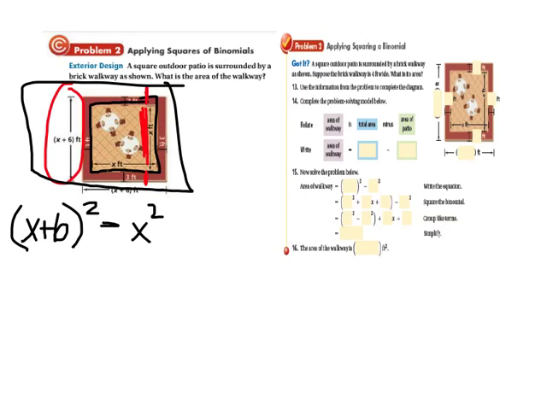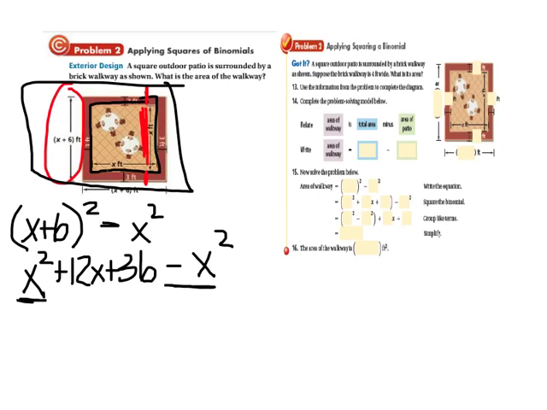Alright, so we're going to use our formula and say that this is x squared plus 12x plus 36. That's what the x plus 6 squared is. And then we're going to remember our minus x squared. Alright, so you might notice right away there are a couple of like terms that we can combine. So x squared minus x squared is 0, and we're left with 12x plus 36. Pause the video and go ahead and try the next got it.